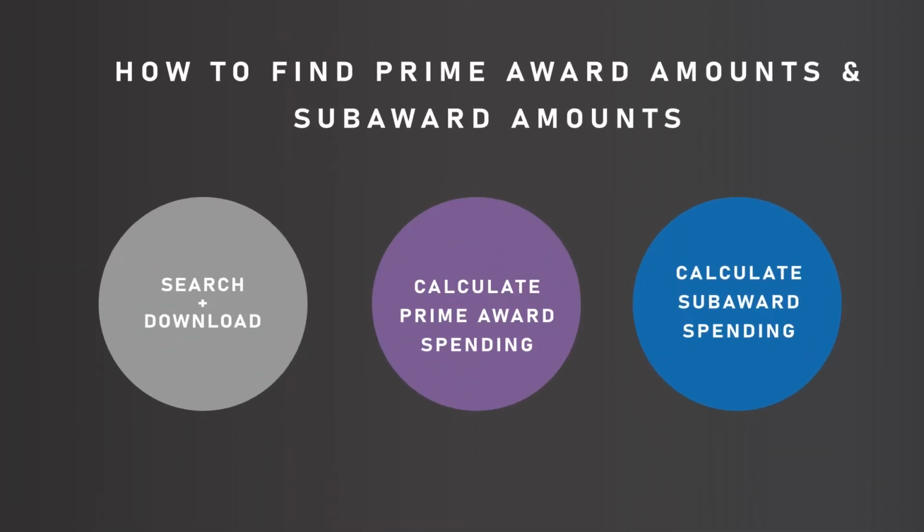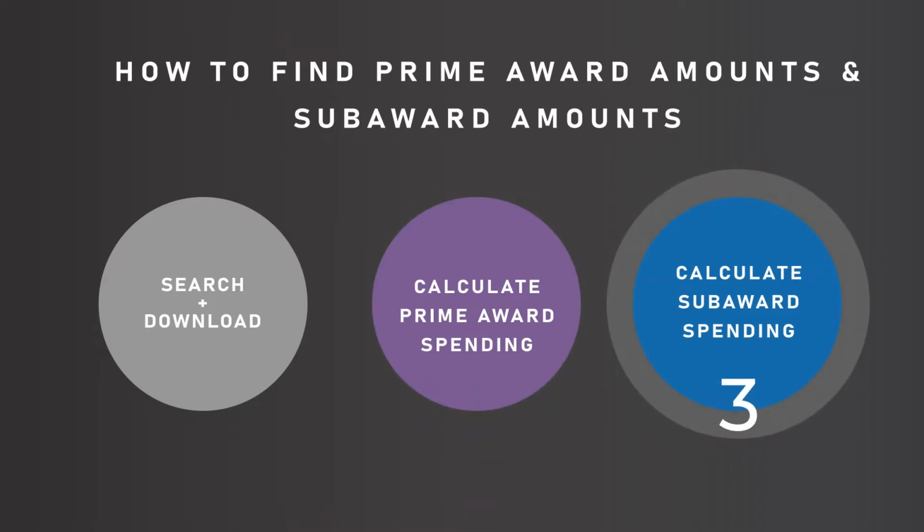We'll take 3 steps. First, we'll search for and download the data. Second, we'll calculate the spending on prime awards to your district using the downloaded spreadsheets. And third, we'll calculate the spending on subawards to your district using the downloaded spreadsheets.